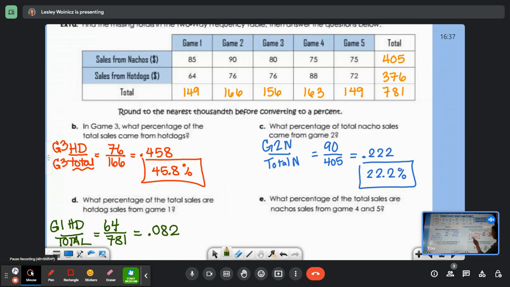0.082. Move the decimal point 2 to the right to convert to a percent. 1, 2. So 8.2%.